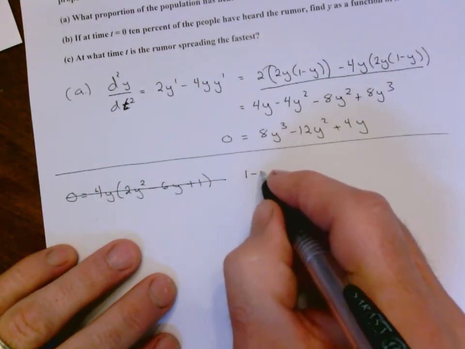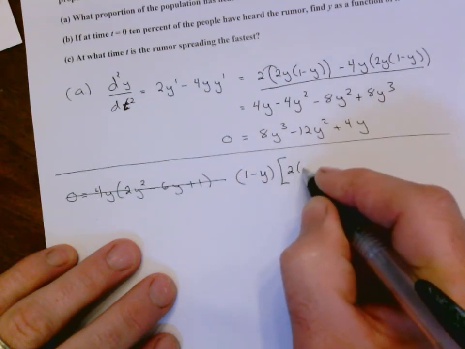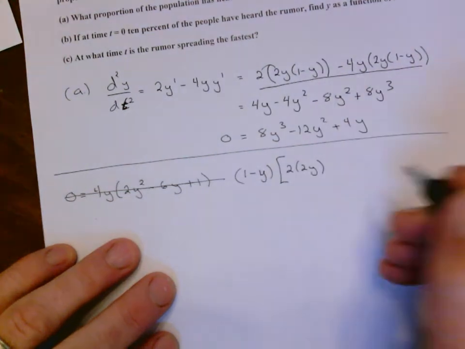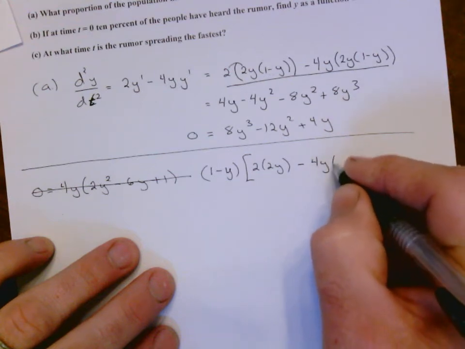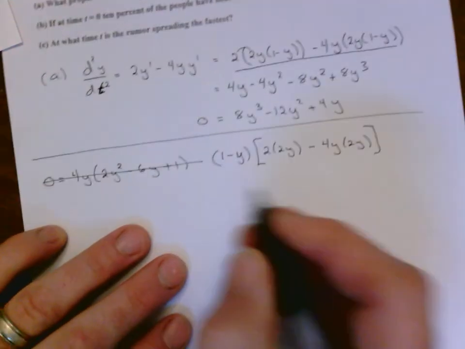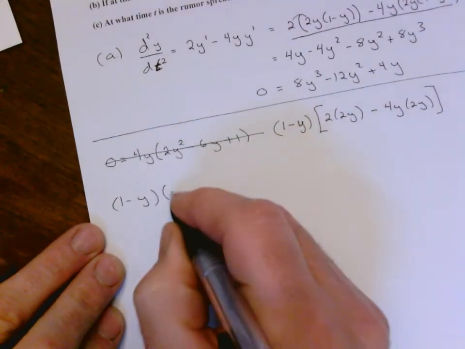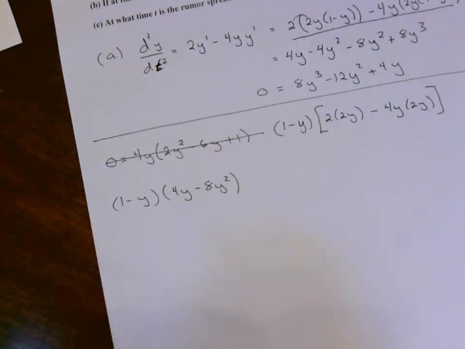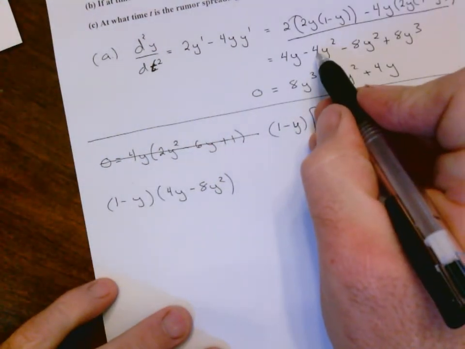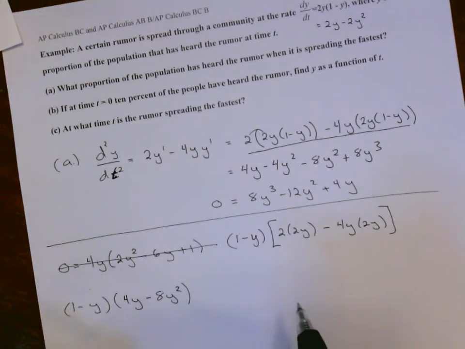So if you take out the 1 minus y, you can be left with 2 times 2y minus 4y times 2y. So that gives you 1 minus y times 4y minus 8y squared. Well, that's really nice. That's nice how that worked out. Oh, that's what I did wrong up here. Actually, it would have worked out the same way. I apologize. Oh no, that works there.